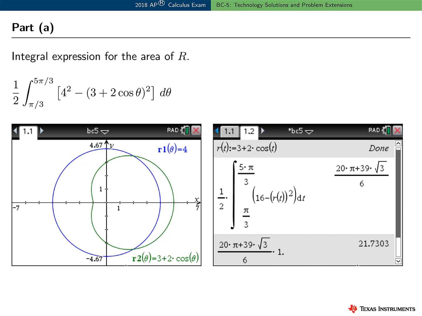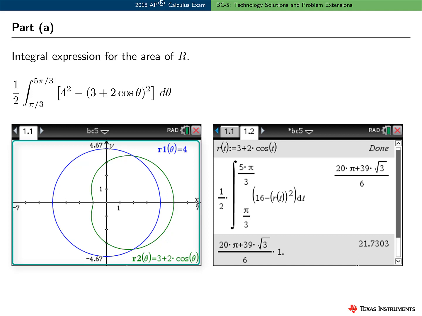Now, let's see how we can use technology to solve parts of this free response question. Part A asks for the expression for area only. But I think we can use technology to find the actual area of the region R. First, here's the integral expression that represents the area of the region R.